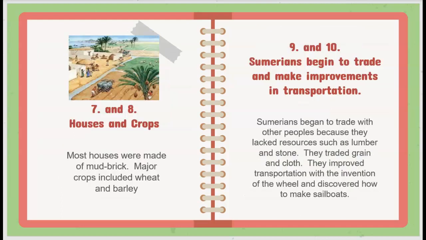Questions 7 and 8, houses and crops. Most houses were made of mud brick. Major crops included wheat and barley. And then questions 9 and 10, Sumerians began to trade and make improvements in transportation. Sumerians began to trade with other peoples because they lacked resources such as lumber and stone. They traded grain and cloth. They improved transportation with the invention of the wheel and discovered how to make sailboats.